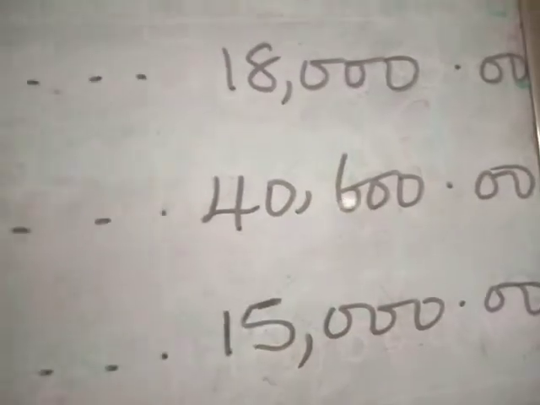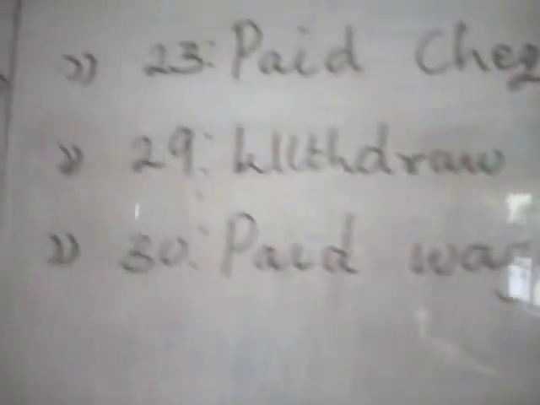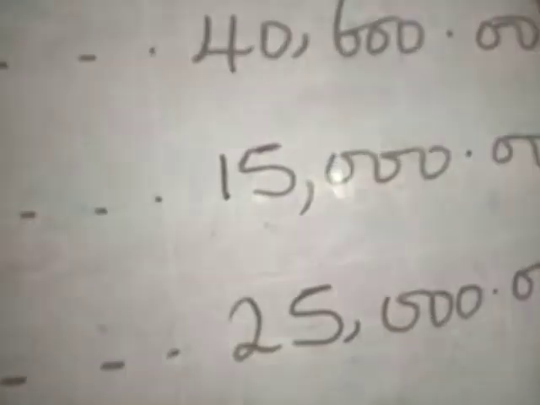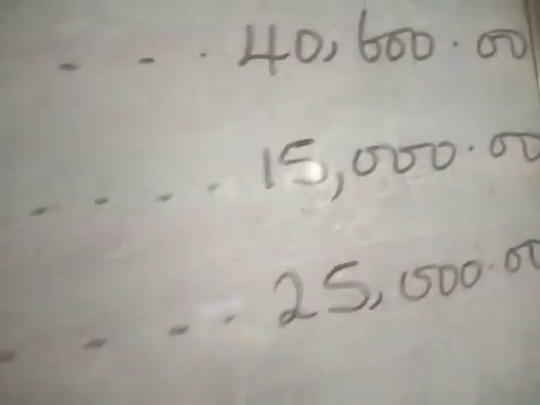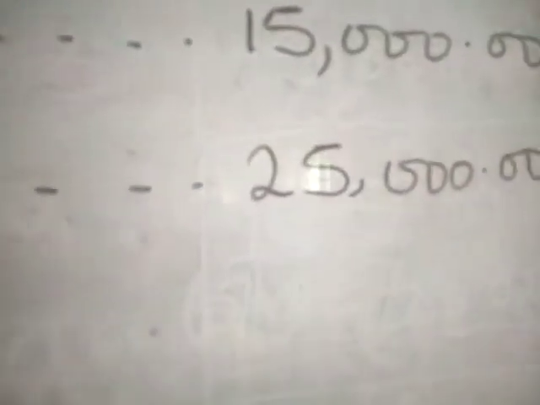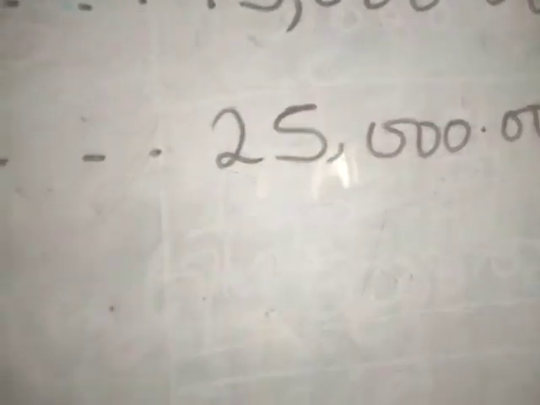And on the 15th, there was a cash sales paid into bank, which is 18,000 naira. On the 23rd, they paid a check to Zena, which is 40,600 naira. On the 29th, the withdraw cash from bank. This is also a contra entry and it's 15,000 naira. On the 30th, which is the last transaction carried out in the month of September, they paid wages in cash, which is 25,000 naira.